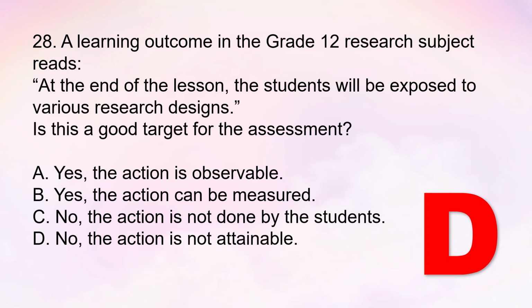For example, a better learning outcome might be: at the end of the lesson, students will be able to compare and contrast three different research designs, identifying their strengths and weaknesses. So this revised outcome, like what I've said, is measurable because you can assess students' ability to compare, contrast, and identify strengths and weaknesses.